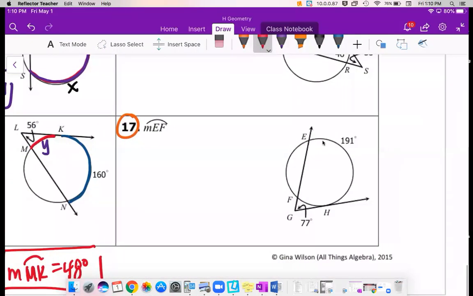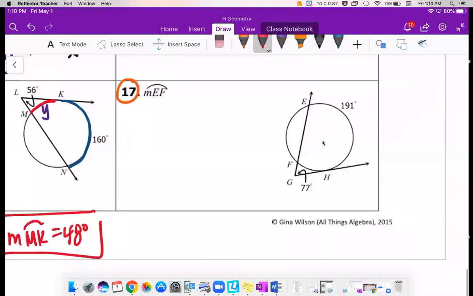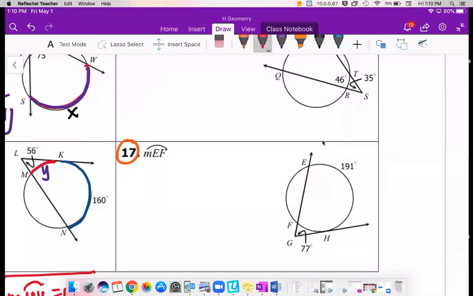Okay, last one. And you guys are going to do some practice. Let's see, we want to find arc EF. So we're looking for this one in the end of it. Okay, so we can find this one because we have the big arc, the purple arc would be our small arc, and then we do have this angle. So let's just call this X, and we'll call this one Y. So let's do 191 minus X, big arc minus small arc, divided by 2 should equal our 77.